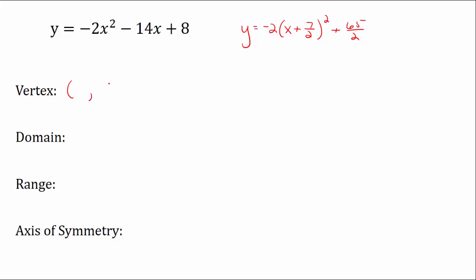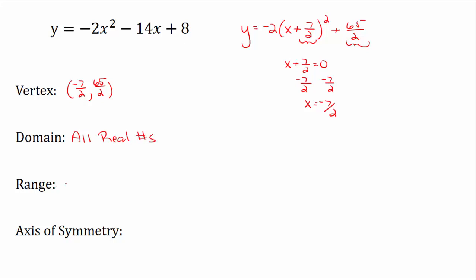Remember that our vertex is a coordinate, an xy pair, and the x value comes from this, only it's as if we were setting the inside equal to 0 and solving, because if we were going to do that, we would subtract 7/2 from both sides, which would give us x equals -7/2, and that is the x value of our vertex. The y value is this number on the outside here, exactly as you see it. So our y value is 65 over 2, and this is the location of our vertex. Now the domain, again, for any quadratic is all real numbers, unless we restrict the domain, which we will talk about later.